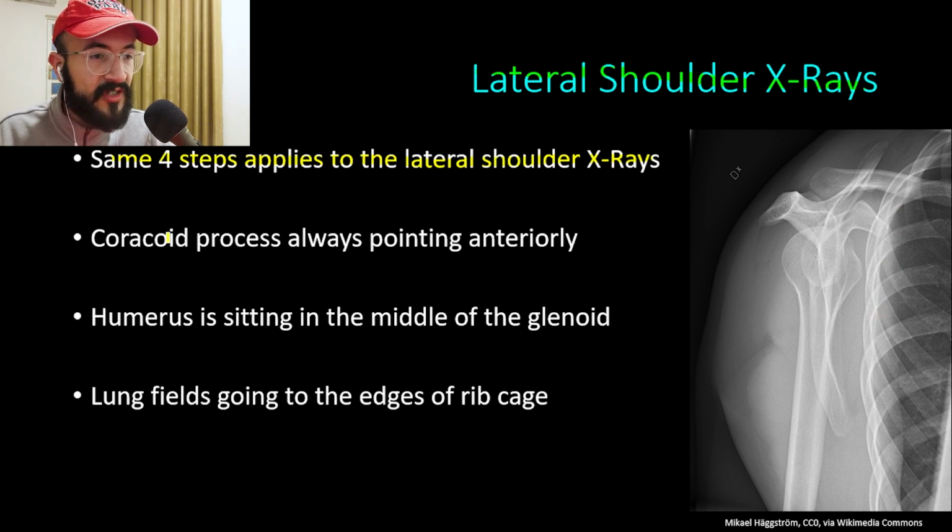Also in the lateral shoulder x-ray, the coracoid process is always pointing anteriorly, so as we can see here, the coracoid process is pointing to this side, meaning this is the anterior of the x-ray, and the humerus is sitting in the middle of the glenoid, as we explained, and the lung fields are going to the edges of the rib cage.